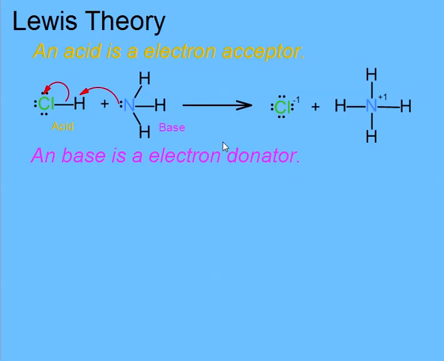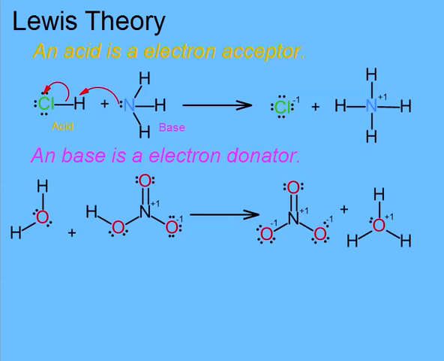So an acid is an electron acceptor, a base is an electron donator. Again, let's look at another example, this time between water and HNO3. Again, the same reaction that we had just looked at from the Bronsted-Lowry theory, but now we're examining it from the point of view of the Lewis acid and base theory.